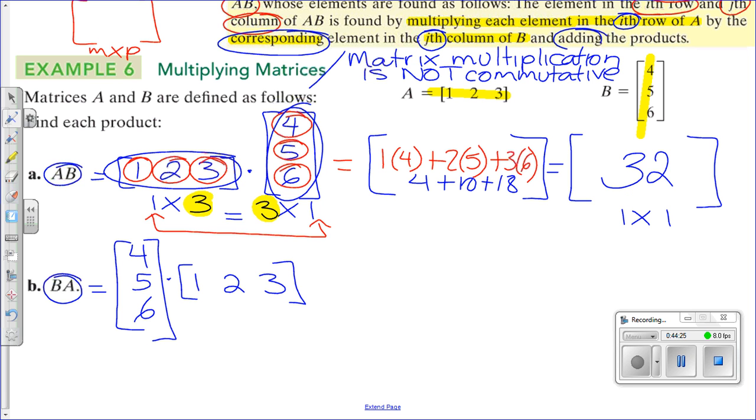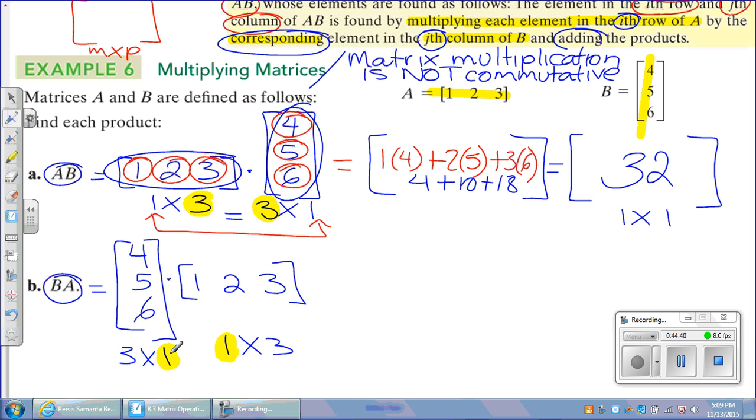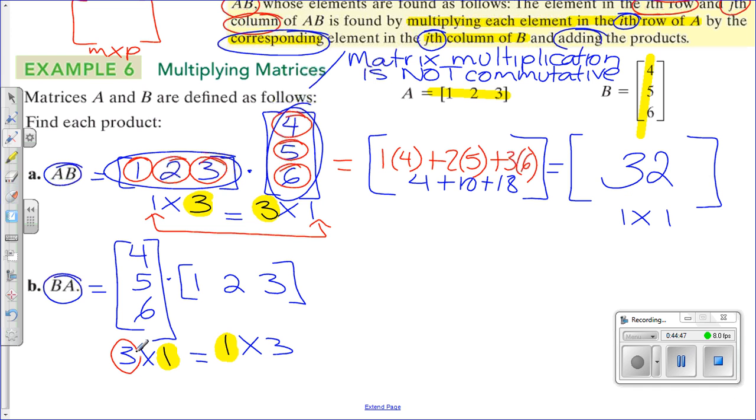So the dimensions of matrix B are 3 rows, 1 column. And matrix A has 1 row, 3 columns. So just to verify, the number of columns matches the number of rows. We say those are equal, so we can multiply the two matrices, and the resultant matrix will be a 3 by 3. So now we're going to have 3 rows and 3 columns. And you might be thinking, how can we get that?